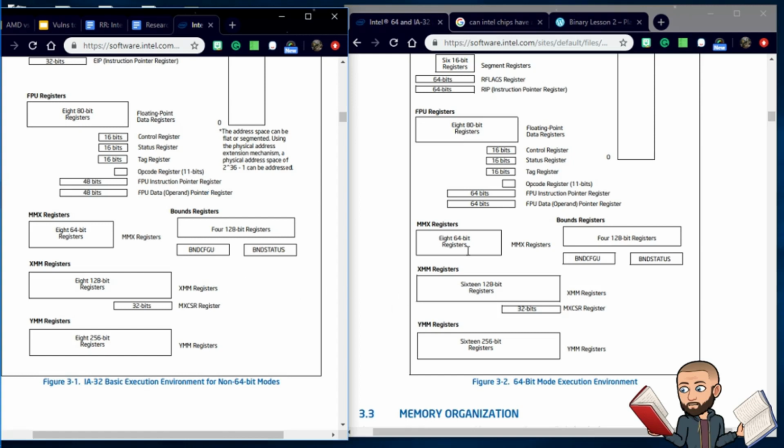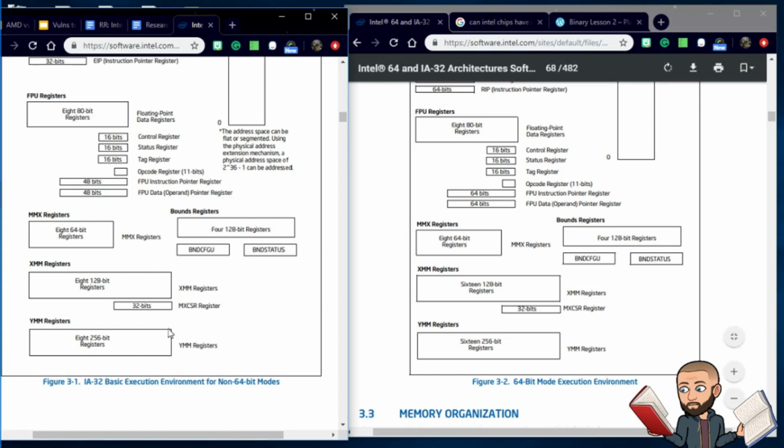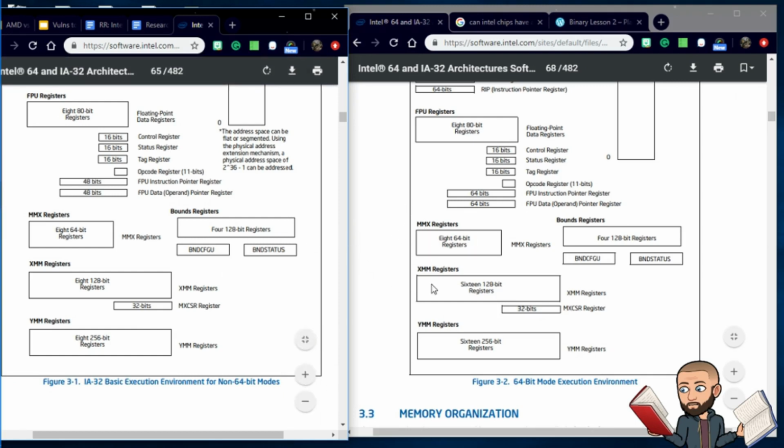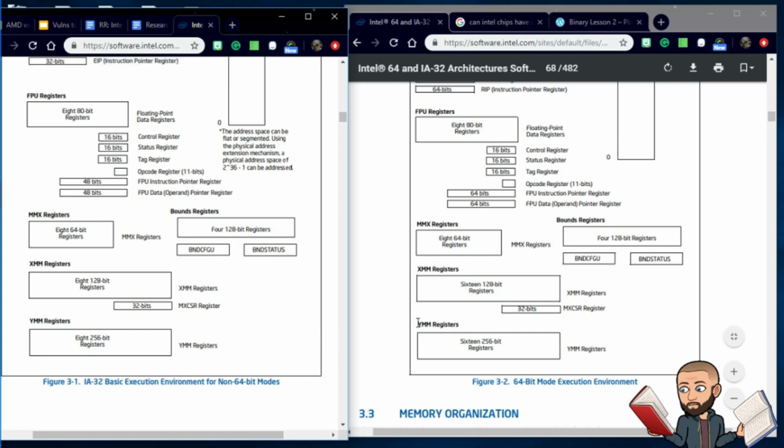Looks like we have the same funky named registers over here with the same values in both. So MMX is still 64 in both, XMM is still 128 in both, and YMM is 256 bits in both.